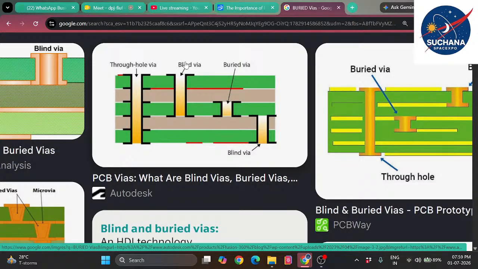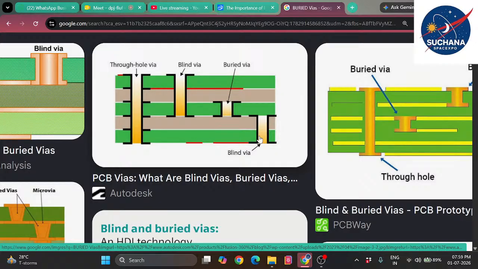Blind vias also have a conductive lining, because they need to transmit some signals, right? But the important observation between the blind via and the buried via is that the blind via is visible from the external layer. This is the topmost layer. But the buried via is invisible. It is present just internally, not visible externally. Such kinds of vias are called buried vias.